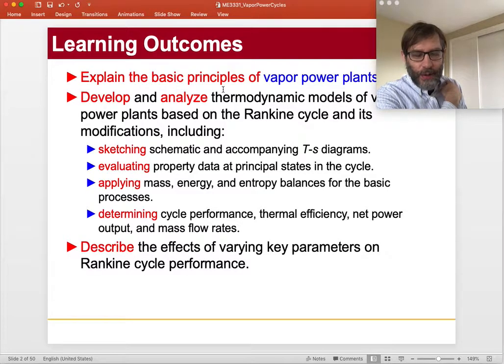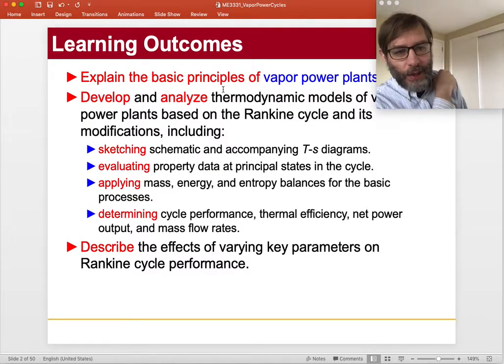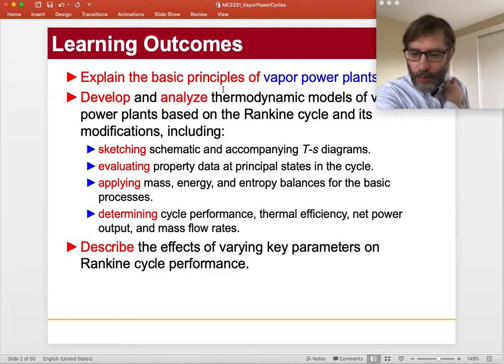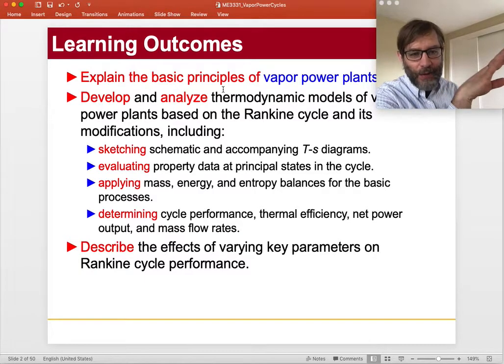We can talk a little bit about that today, and hopefully we'll get through the ideal Rankine cycle today and do an example by the time we're done with class, and then you'll have a sense of what the ideal vapor power cycle is all about. In it are processes that you've seen before already. This is the beautiful thing. It's all just additive from what we've already learned.